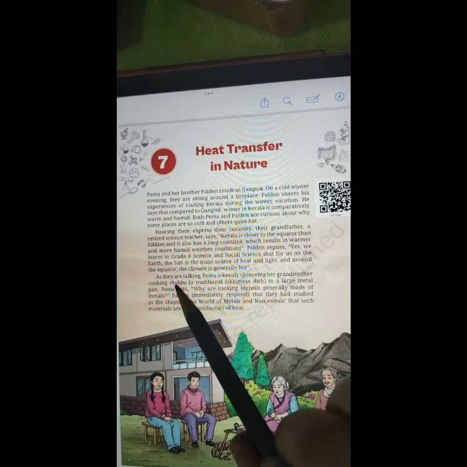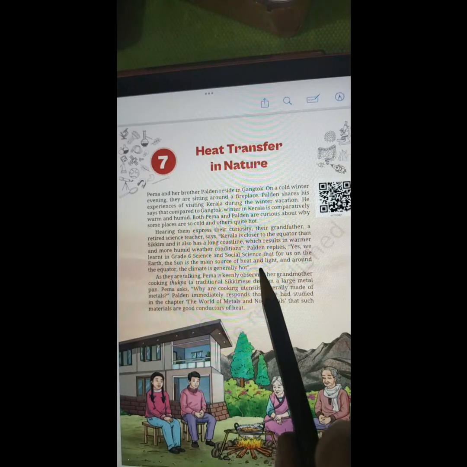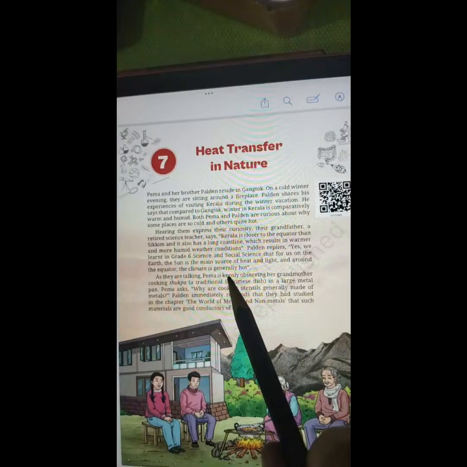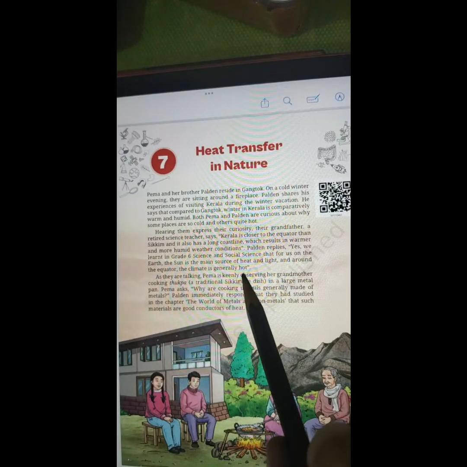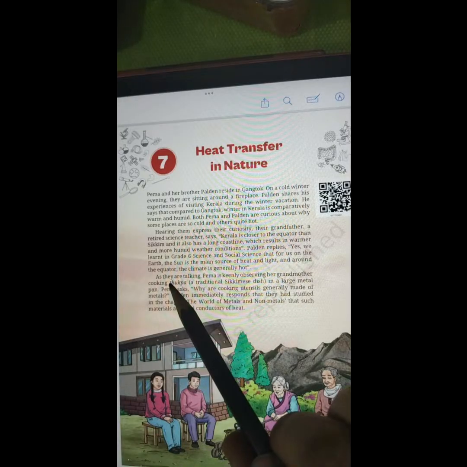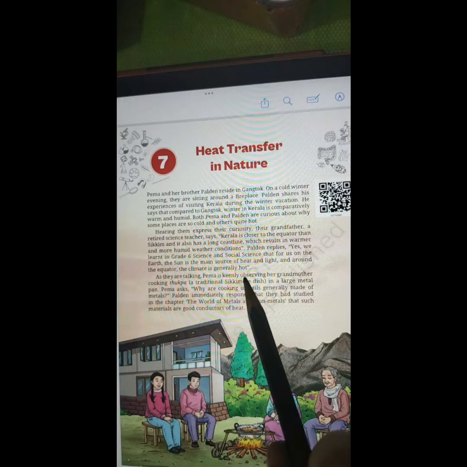Palden replies, yes, we learnt in grade 6 science and social science that for us on the earth, the sun is the main source of heat and light, and around the equator, the climate is generally hot.